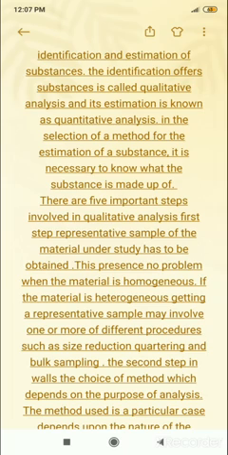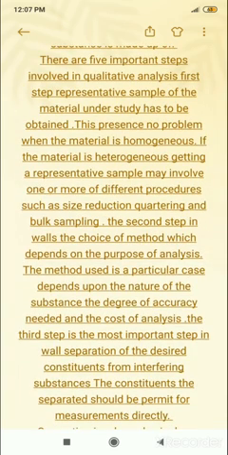The second step involves the choice of the method. You have to choose the method of doing the practical, which depends upon the purpose of analysis. The method used in a particular case depends upon the nature of the substance, the degree of accuracy needed and the cost of analysis. First you have to decide the sample.